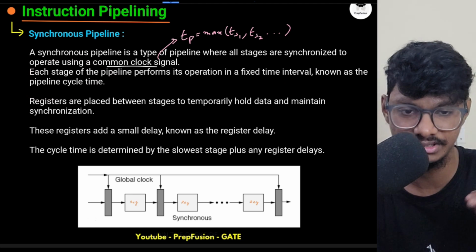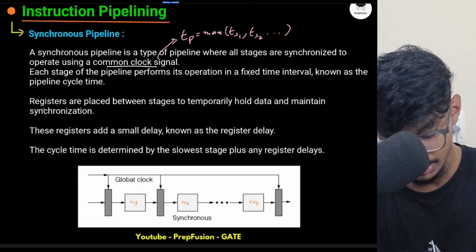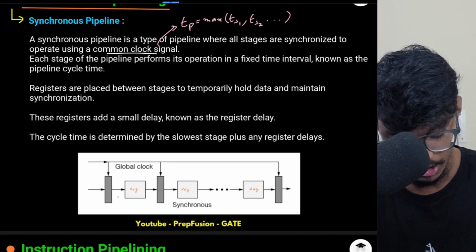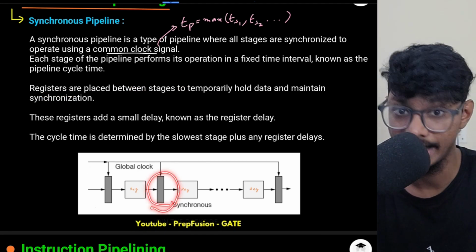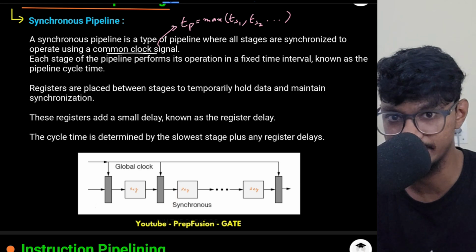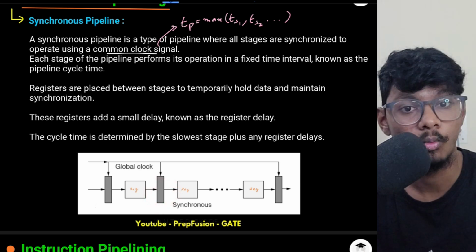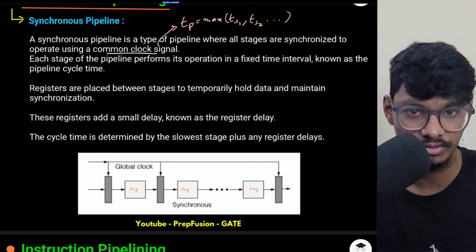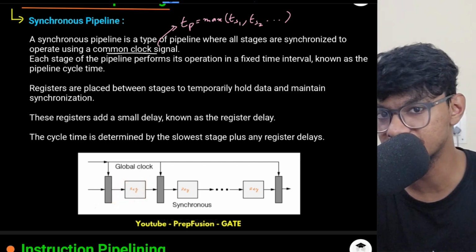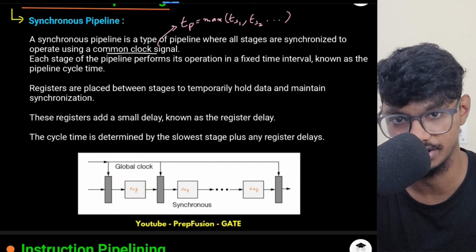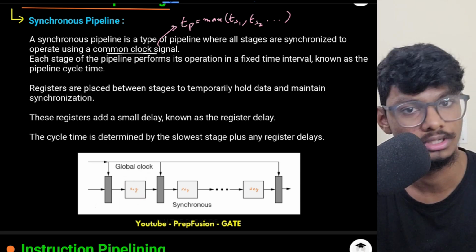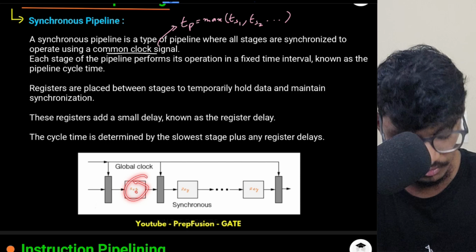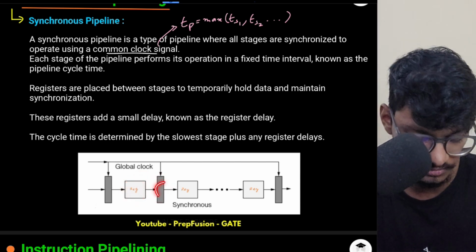Each stage completes its operation within the pipeline cycle time. Registers are placed between stages to temporarily hold data and maintain synchronization. So we place registers here, as explained in the starting slides as well. If you have seen, there were registers. What they do is just store the data, because internally this stage will finish the task very early, let's say in 2 nanoseconds, but my pipeline cycle time is 5 nanoseconds. So we don't want to keep that data here. Whatever result it has produced, we want to store it in some register. From there we will take it.